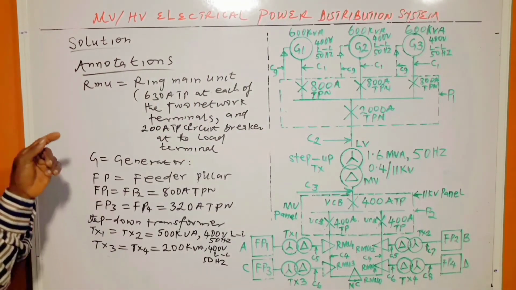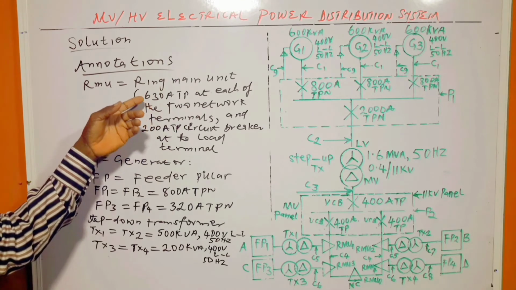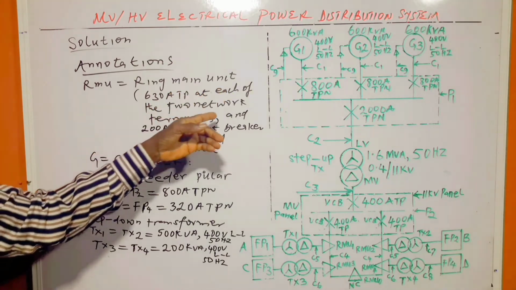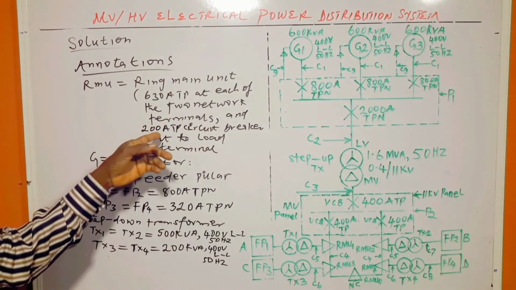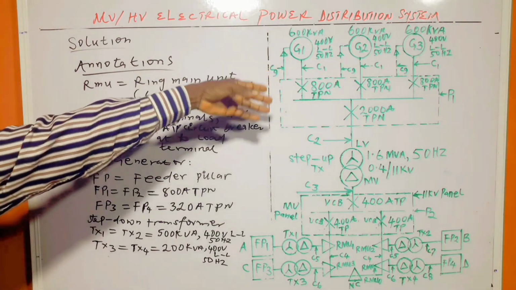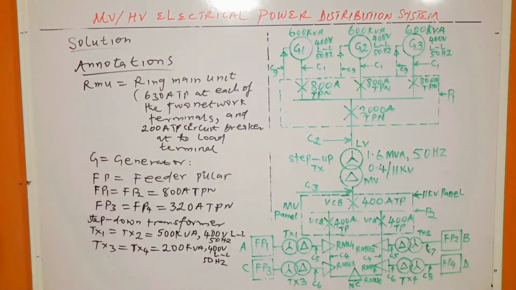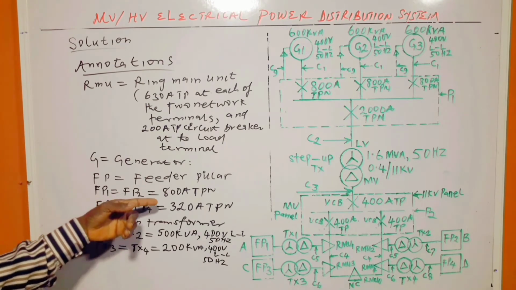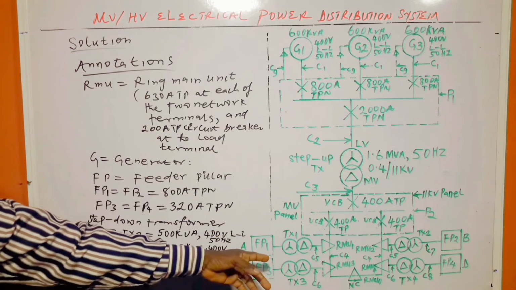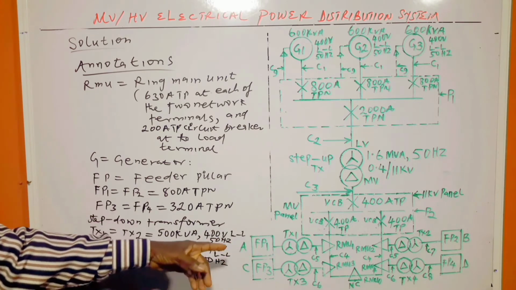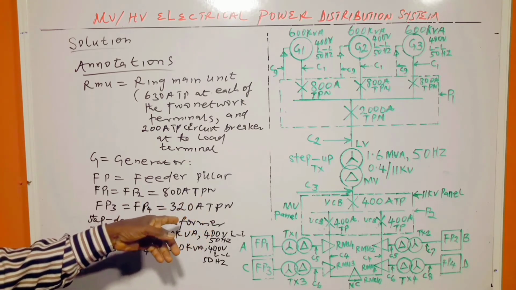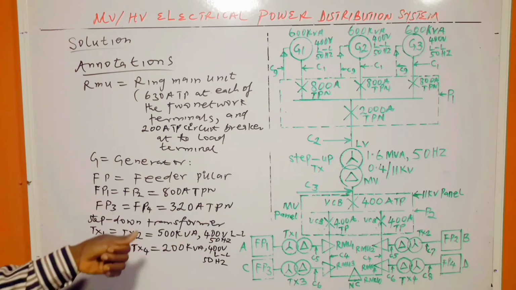The calculation continues. RMU, ring main unit, with 630 amp TP, that's triple phase, at each of the two network terminals, and 200 amp TP circuit breaker at the load terminal. G is the generator, so we just use G to denote generator. The three generators are equal in size, and feeder pillar 1 is equal to feeder pillar 2, at 800 amp TPN. Because there must be neutral there, the voltage has been stepped down to 400 volts. Then feeder pillar 3 is equal to feeder pillar 4, which is 320 amp triple phase with neutral.